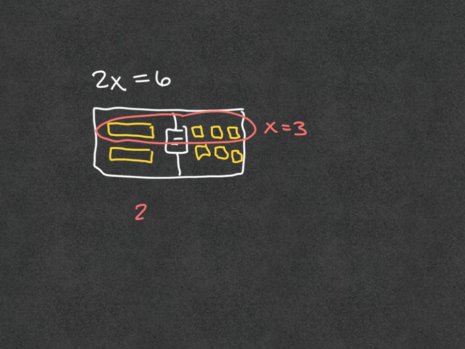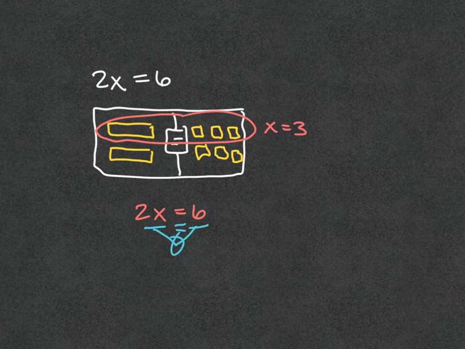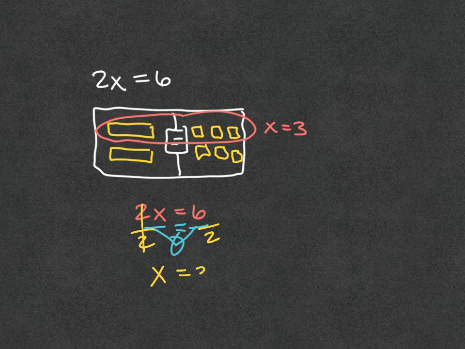Again, as a preview for the next lesson, this is my scale, equal. We keep them balanced. Isolate the variable. Here's my variable. He's being multiplied by 2. The inverse of multiply by 2 is to divide by 2. Divide by 2 to both sides of the equation. 2 divided by 2 is 1, so there's just 1x there. And 6 divided by 2 is 3.